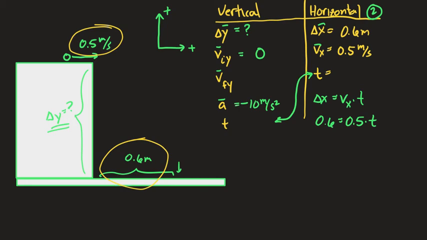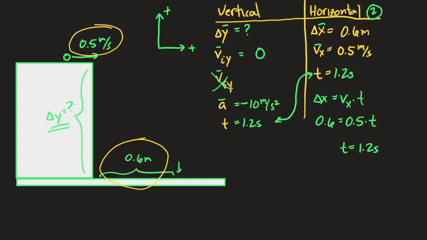Any question about where I came up with that? This is a good time to ask. All right. So 1.2 seconds, I think. Now that means it's 1.2 seconds here, but it's also 1.2 seconds there. The ball traveled sideways for 1.2 seconds and vertically for 1.2 seconds. So I've got 3 pieces on this side.